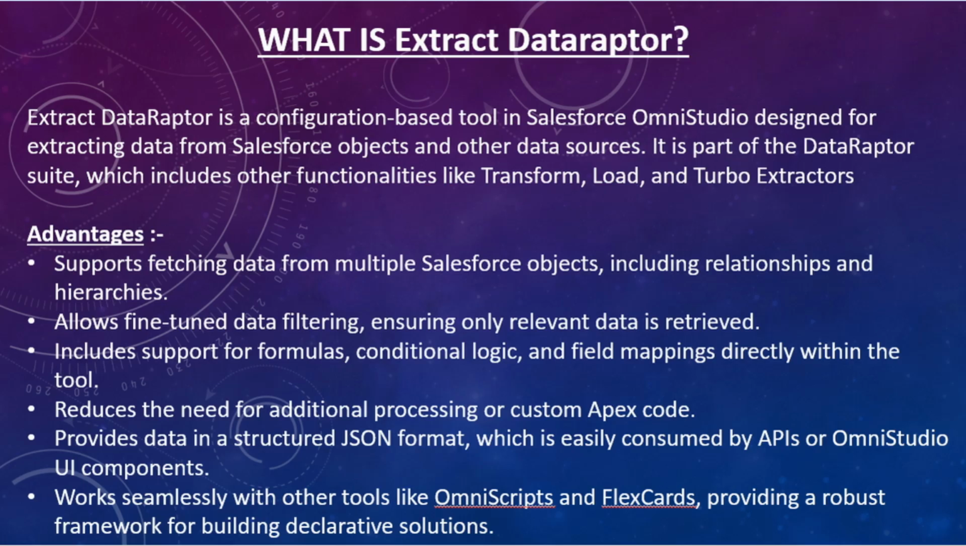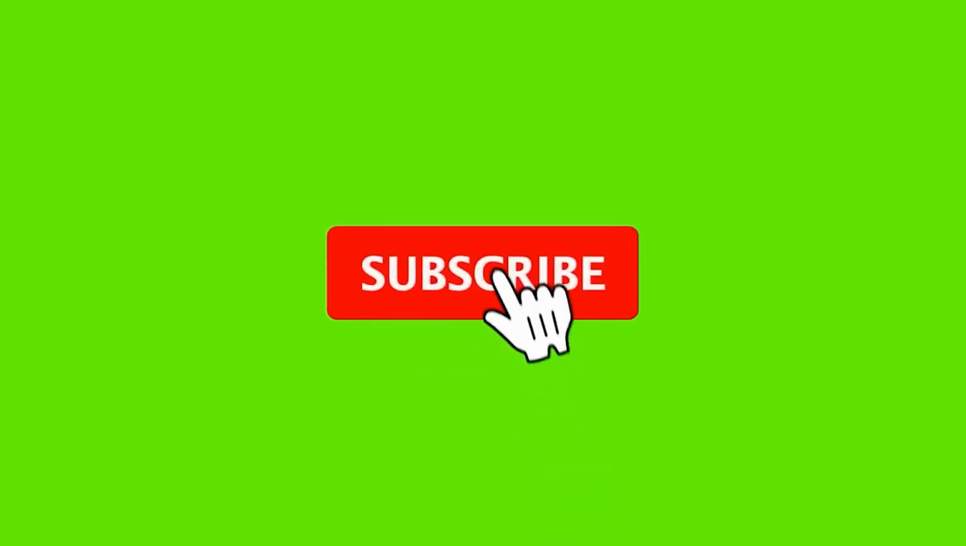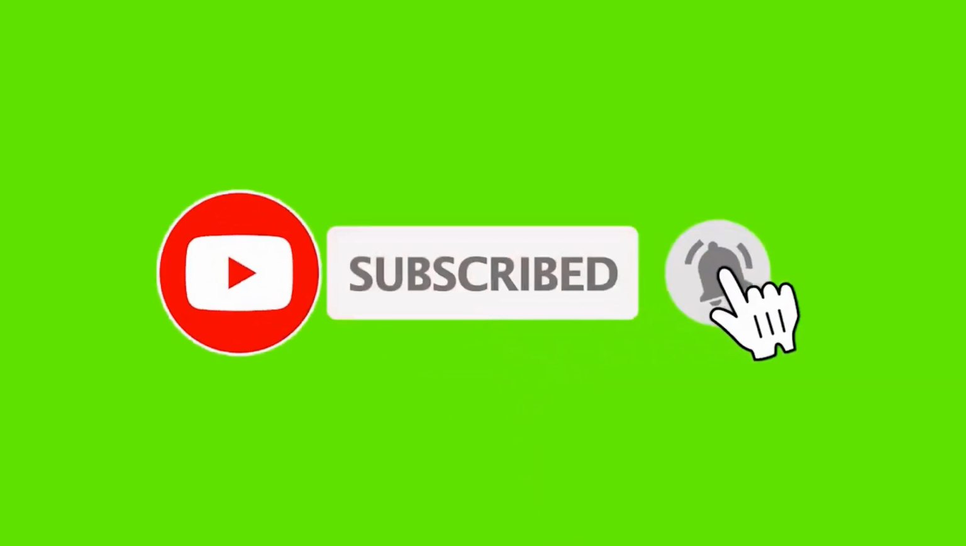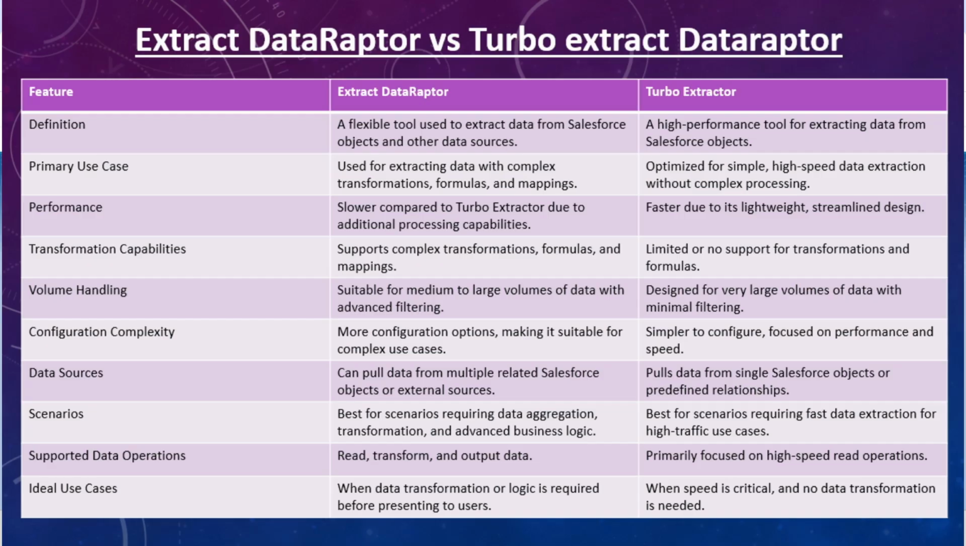Turbo extract was a very simple, straightforward data extractor where, if you want data from a single object in a very simplified way, you can use the turbo extract. Performance wise, it was obviously faster because you are doing a query on a single object. But then if we have a turbo extract, what is the need of the normal extract, or the DataRaptors extract?